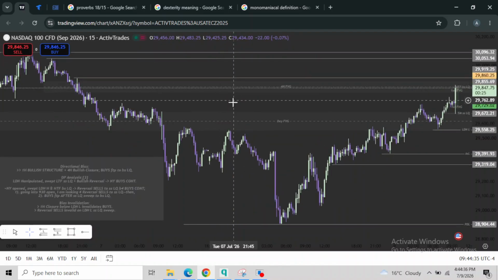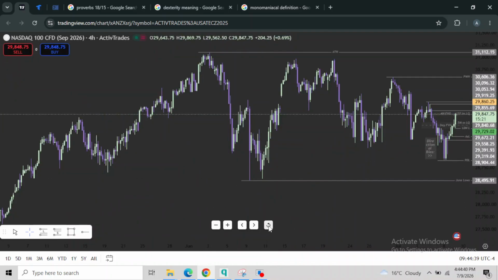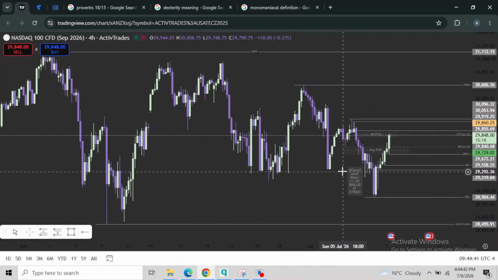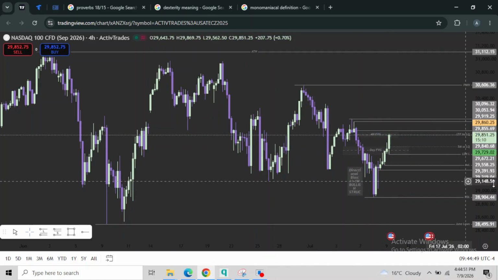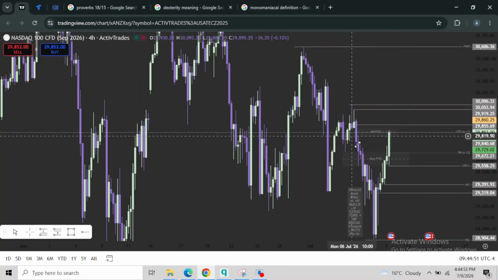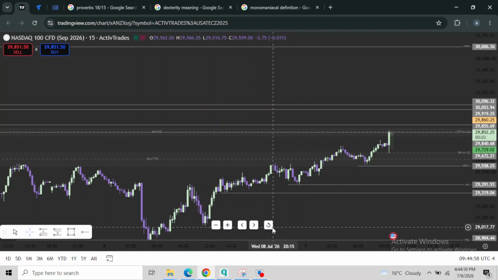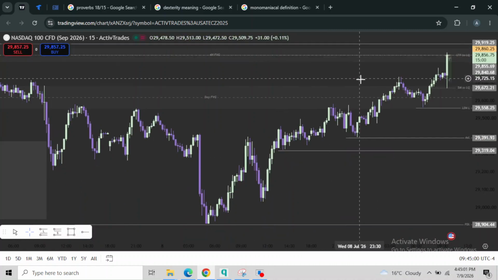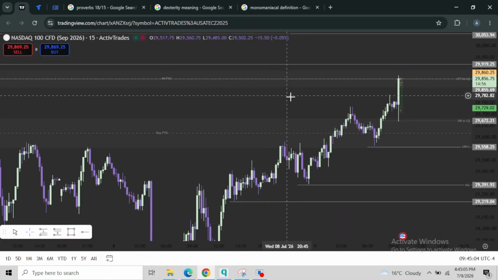Why? Because we are in this 4-hour fair value gap. So today I was looking for buys. My bias was buys coming into the market. But market opened and price came and it is retesting this 4-hour fair value gap. We are at the midpoint of that fair value gap, and at the midpoint we have something like a low time frame buy side liquidity.